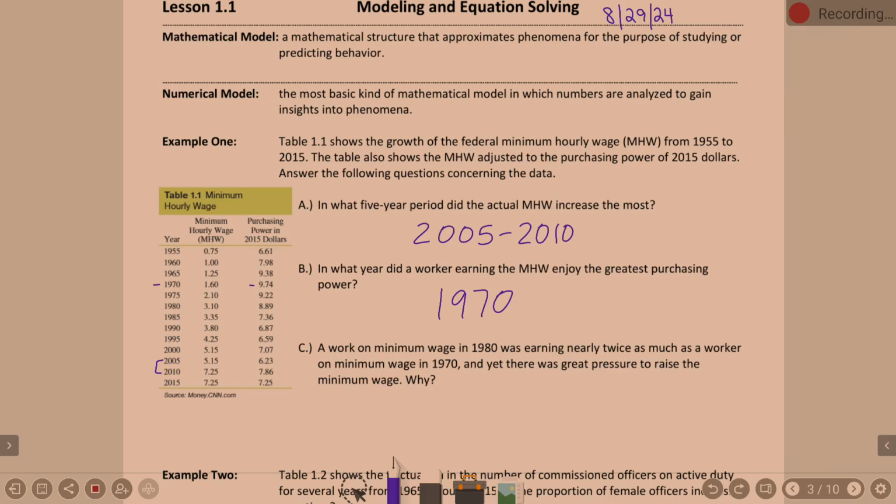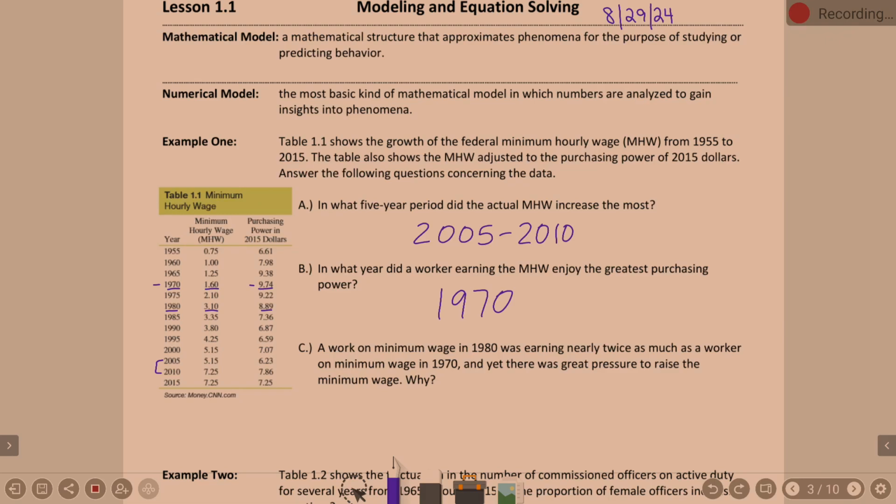Okay, C. A worker on minimum wage in 1980 was earning nearly twice as much as a worker on minimum wage in 1970. And yet, there was great pressure to raise the minimum wage. Why? Are we supposed to guess? Well, look at the information there. There's information that's supposed to help guide us using the table. What are you thinking, Grace? Purchasing power in dollars higher. Higher when? In 1970. Okay.